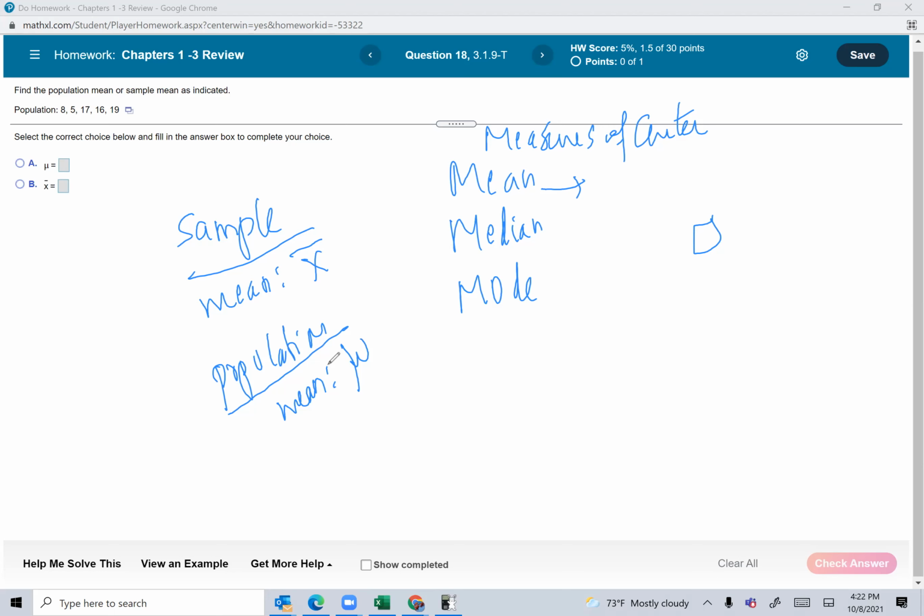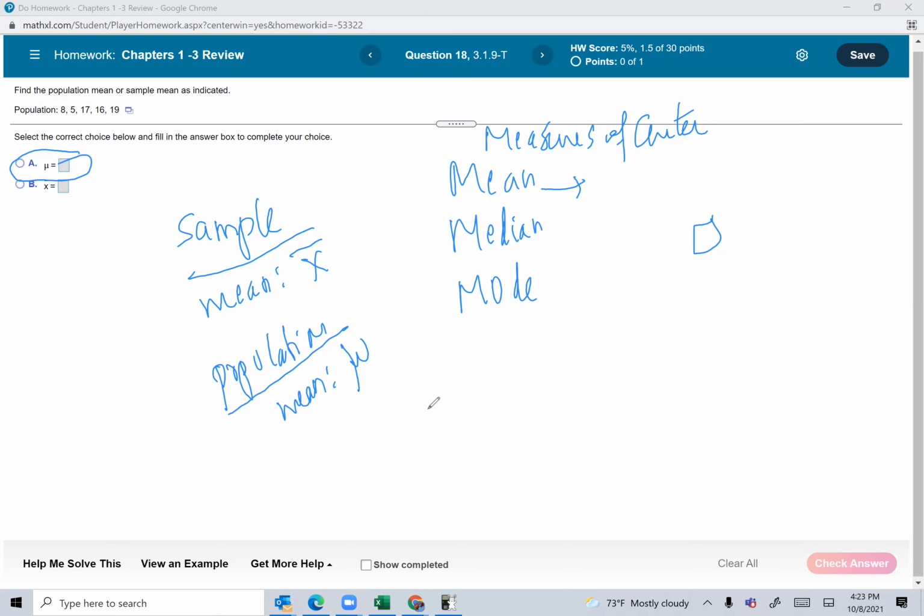Now look here at what he says. He says population, right? So when you choose the answer, you have to choose this one, mu, not x bar. Otherwise, even if your number is going to be correct when you write it down, you have to use the proper symbol, which is mu, because he says population.